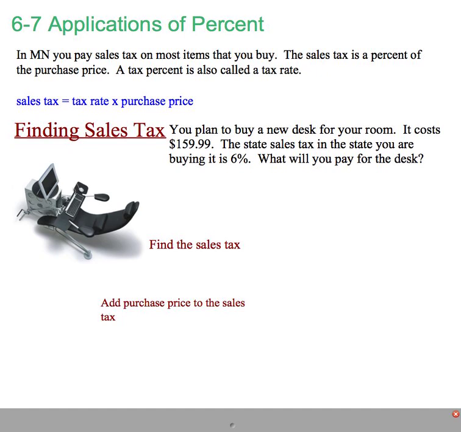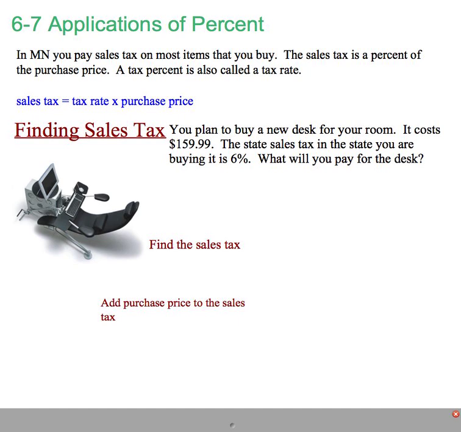So here's our example. We plan to buy this cool computer desk for our room. It costs $159.99. The state sales tax in the state that you are buying it is 6%. Little side note, 6% isn't our actual sales tax. It's not a nice clean percent like this. It's a whole percent and a decimal. So just to keep the numbers somewhat easy, we're going to keep it at 6%. What will we pay for the desk?